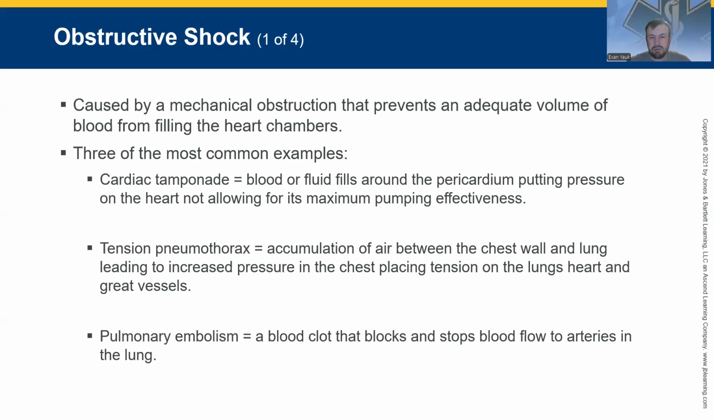Tension pneumothorax is accumulation of air between the chest wall and the lung, leading to increased pressure in the chest, placing tension on the lungs, heart, and the great vessels. We talked about this a little bit in class. This is where air is escaping into the chest cavity and pushing into that lung. As soon as that lung collapses, it continues to build up pressure, and it's going to start putting pressure on the heart and the main vessels. At that point it's considered a tension pneumothorax, as soon as it starts putting tension on other organs. Pulmonary embolism is a blood clot that blocks and stops blood flow to the arteries in the lung.